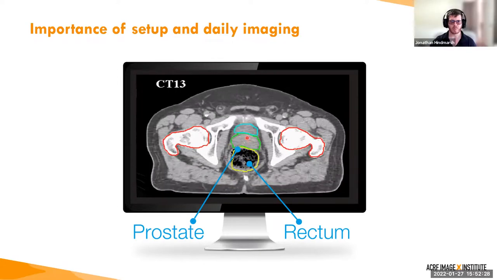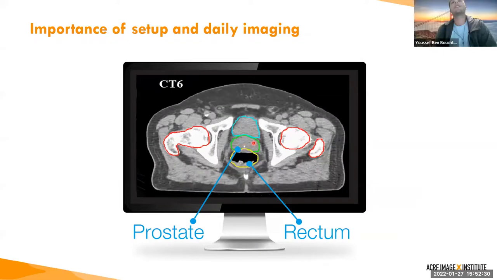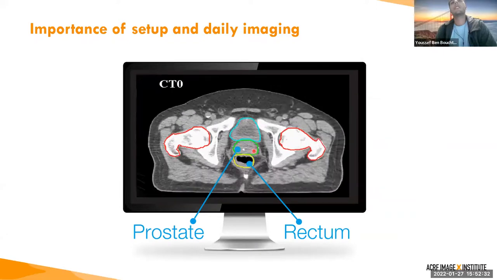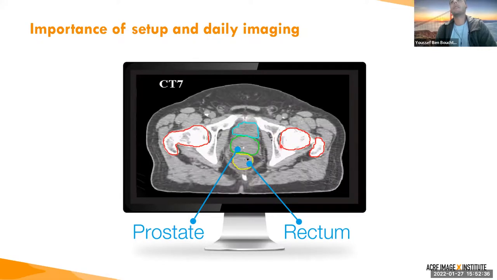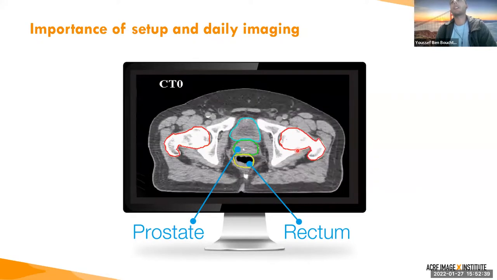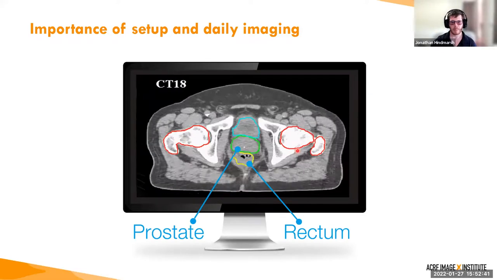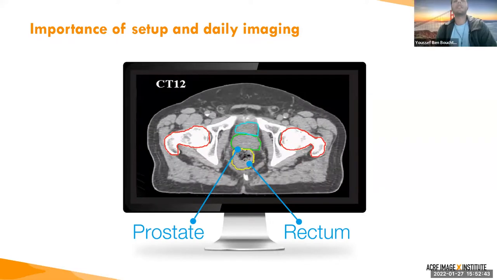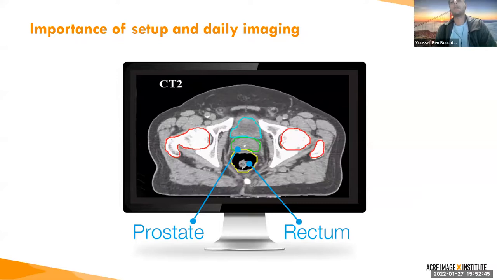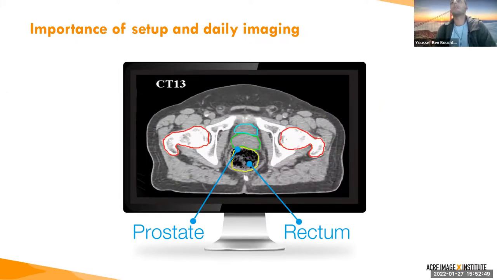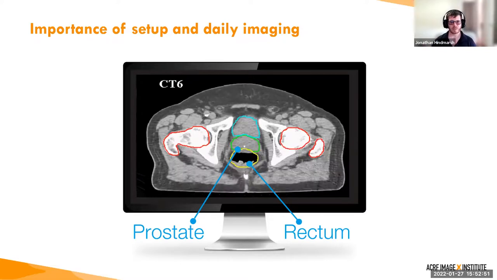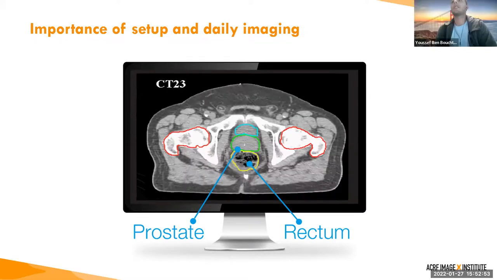So you're talking about the position of the prostate on a day-to-day basis? Yeah, so that's accounted for by doing a template matching. But if the amount of tissue between the outside of the body and the prostate changes, that would change the dose. So is that accounted for? Do we do an adjustment for that?